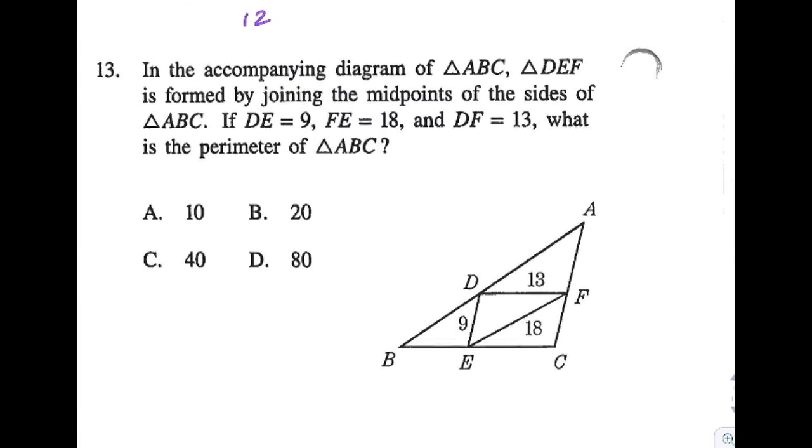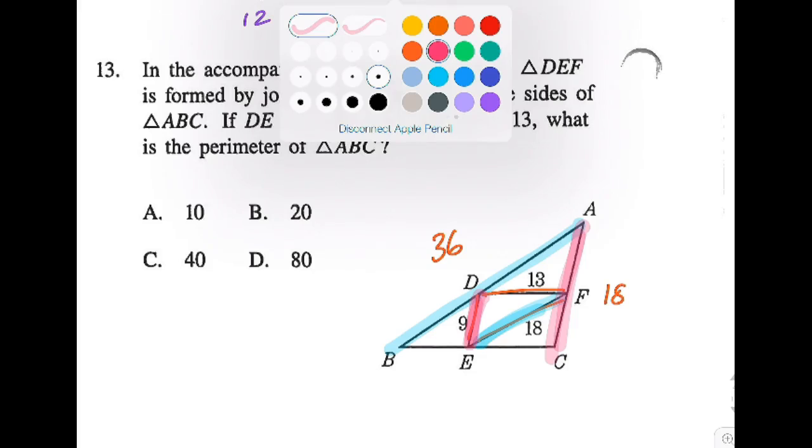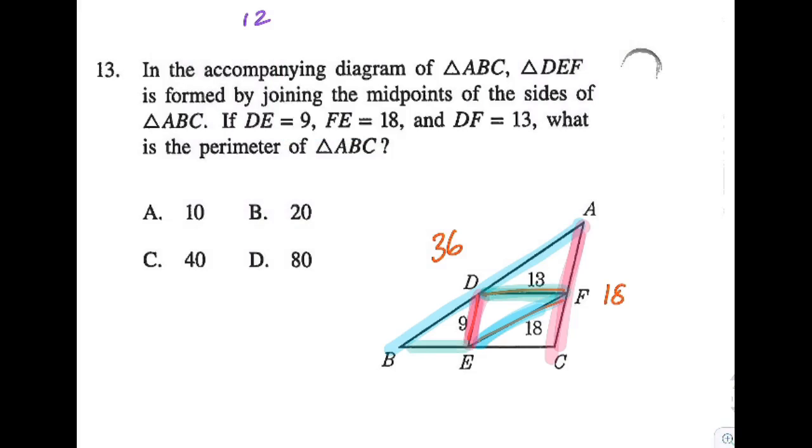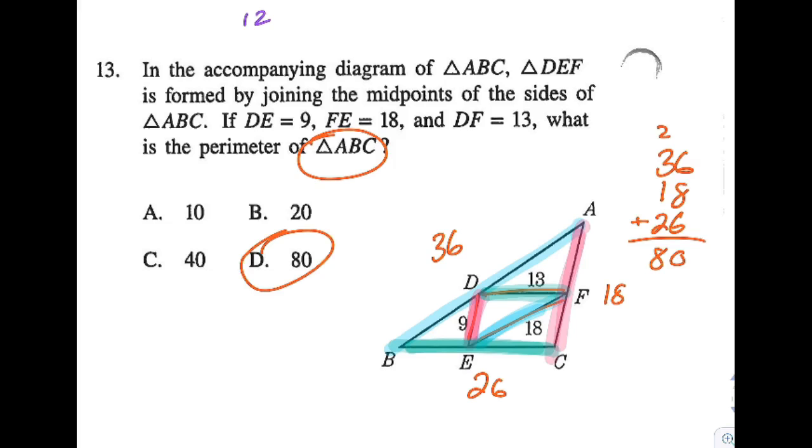Number 13, what's the perimeter of triangle ABC? So here they give us the little ones on the inside and ask us to find the perimeter of the big triangle on the outside. If this is 18, then that is 36. If this is 9, then that is 18. If this is 13, then that is 26. Then you add up 36, 18, and 26, and you'll have the perimeter of ABC. 36, 18, and 26 is 80.